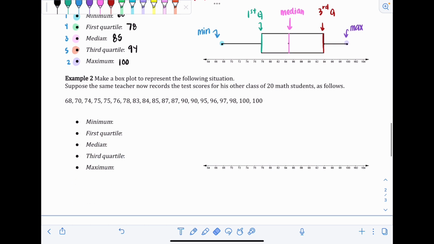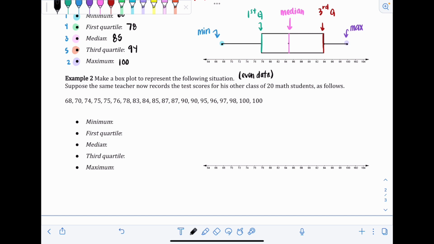Okay, so example 1, this is our last one. It says make a box plot to represent the following situation again. Suppose the same teacher now records the test scores for his other 20 math students as follows. So this time we have an example of when you have an even data set, so it'll look a little bit different. I would make sure to differentiate between the two in your notes, because even adds a little bit extra layer of difficulty.